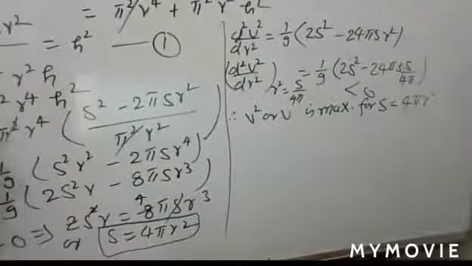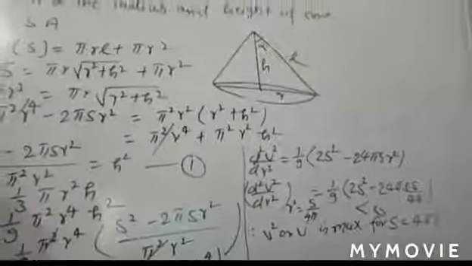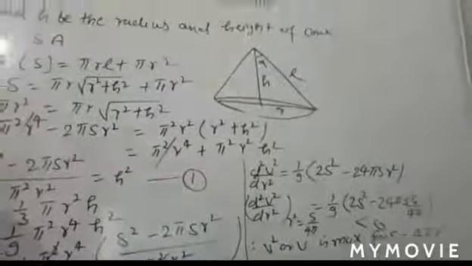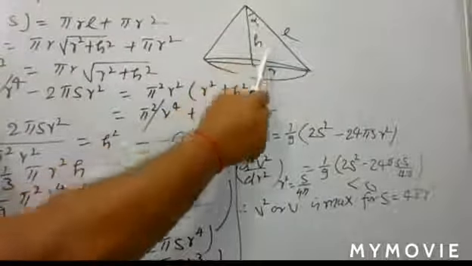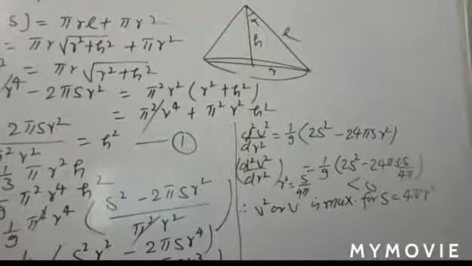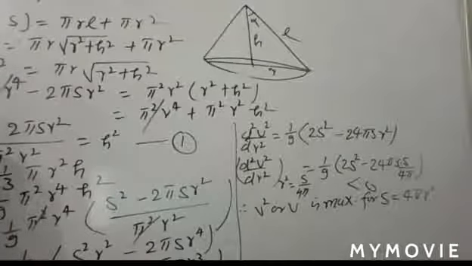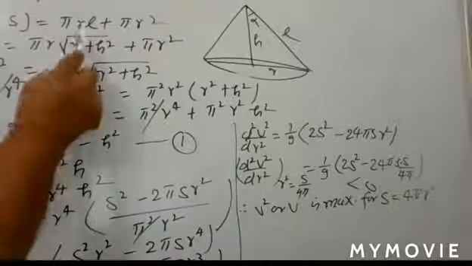Now you have to find the relation in between, that means the value of the semi-vertical angle. Just see your figure, and the semi-vertical angle is to be obtained in terms of sine. So sine alpha is perpendicular upon hypotenuse, that is R and L. So you have to find the relation between R and L. How do you get the relation in terms of R and L?